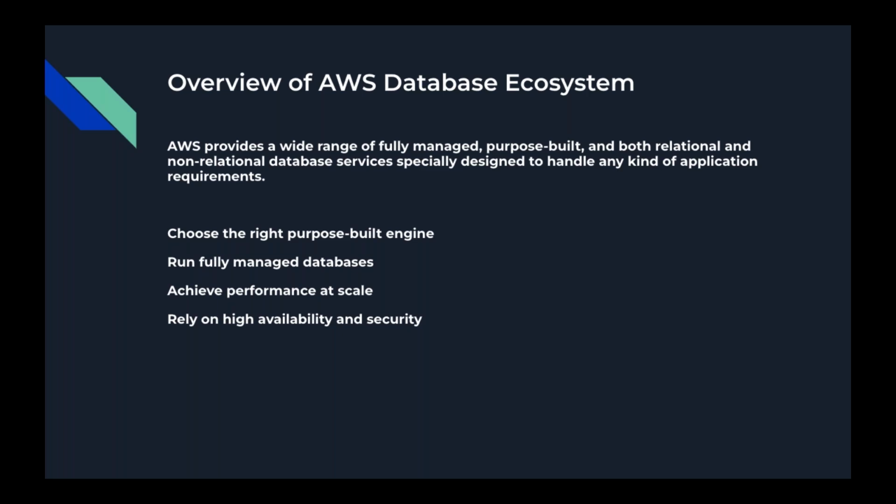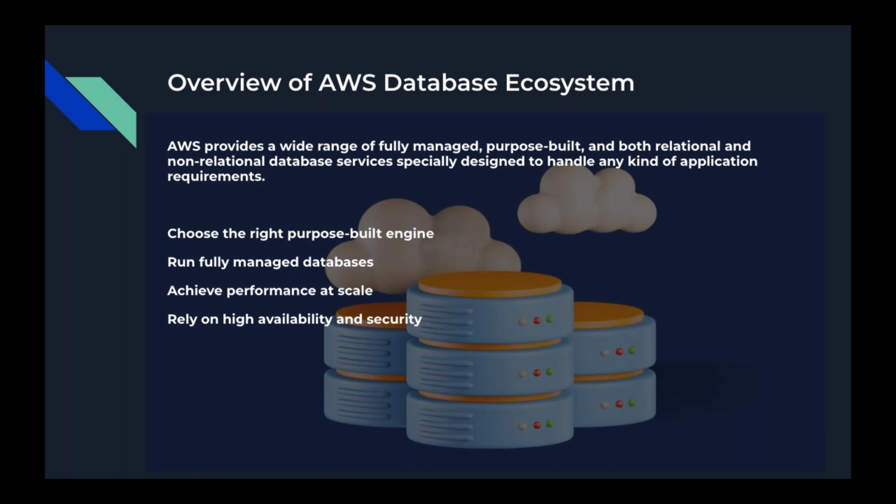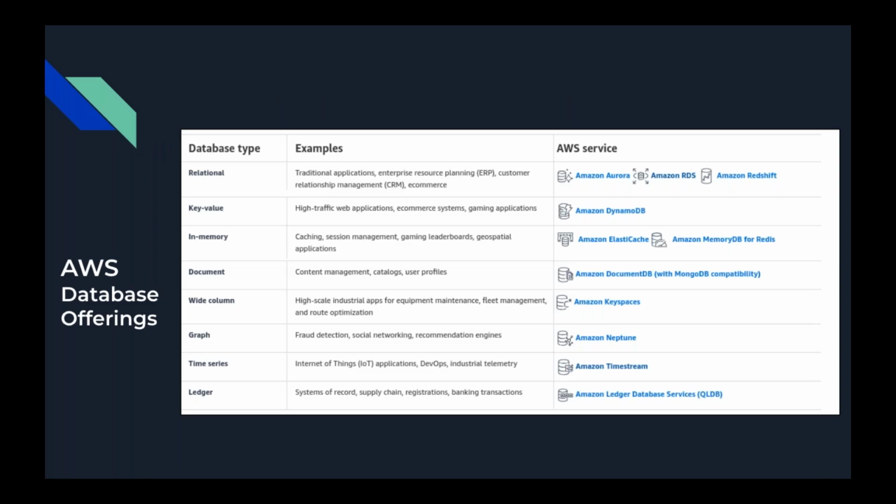So next, we will be understanding why you exactly need, yeah, sorry. So here, as you can see, these are the database types: relational, key value, in memory, document, etc. So there are multiple services that are offered by AWS for each specific type. So for relational, you have Amazon Aurora, Amazon RDS. Key value, you have DynamoDB.